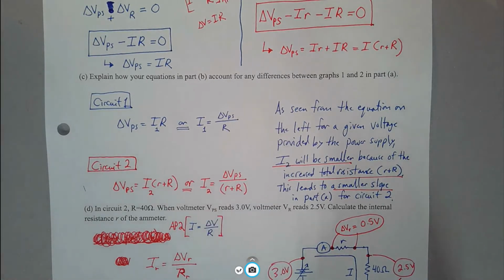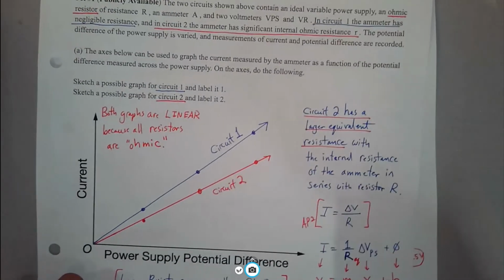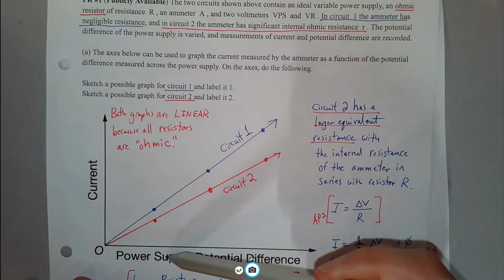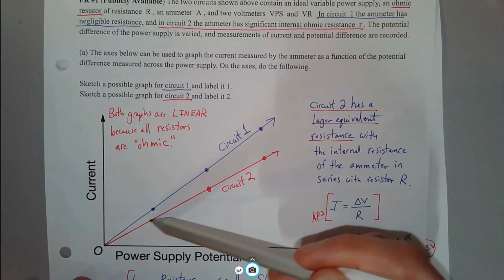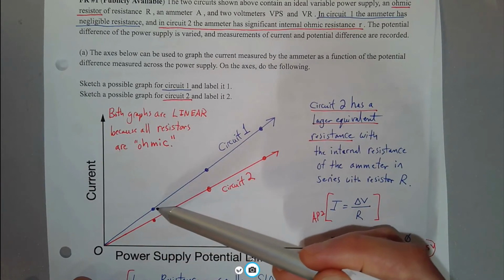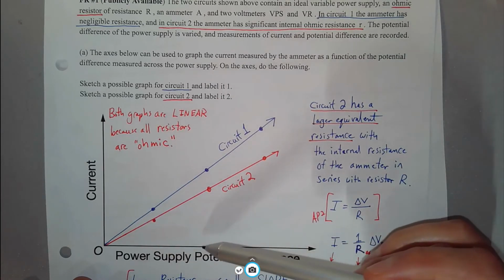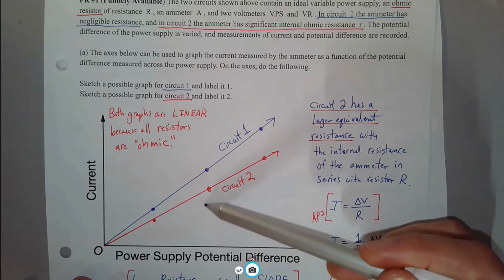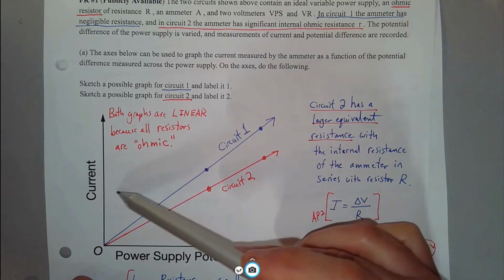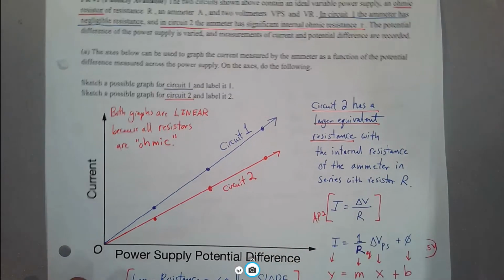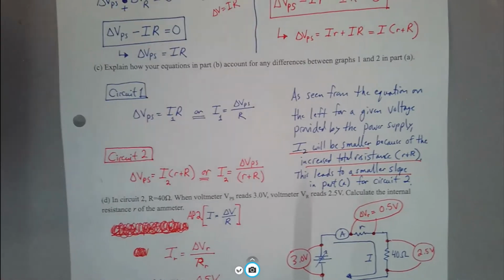And so if we go back to our equations, say for a given voltage power supply, we're going to get a smaller value for I2 than we are for I1. And that's the case anywhere we check. For this larger voltage delta VPS, we get a smaller I2 than I1. So that explains the differences in the graphs.